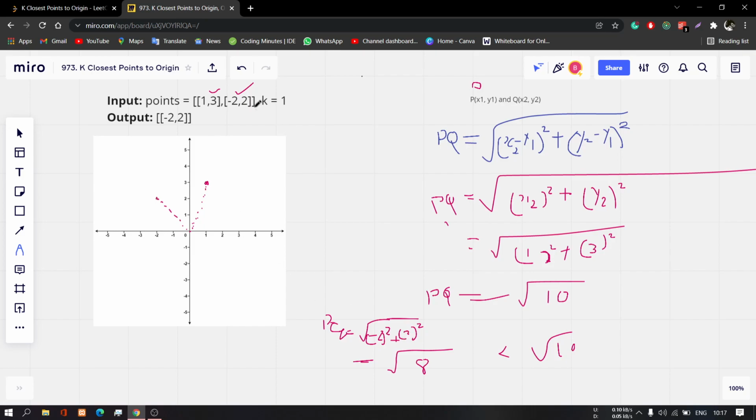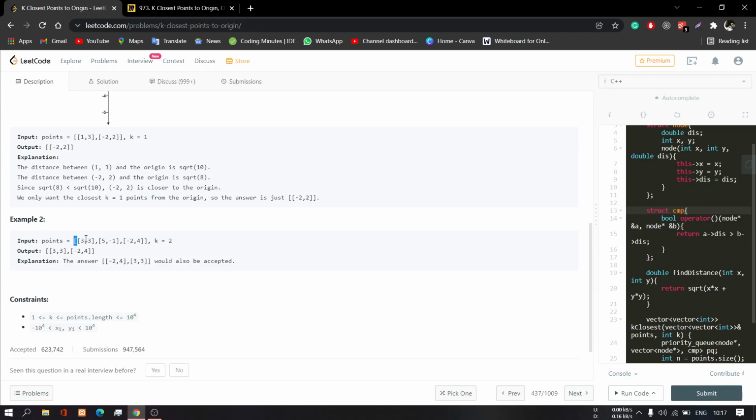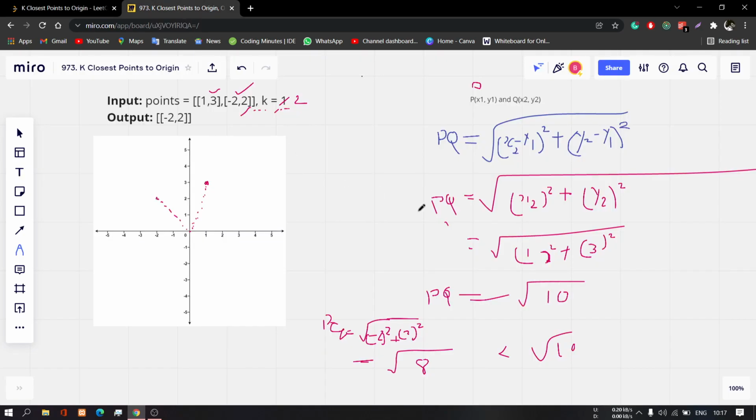Now if there are multiple points, like 2 or 3 points, then they may ask you for k not equal to 1, say k equals 2. For example, there are 3 points and they ask you to solve for k equals 2. You just need to calculate the distance and store it in a priority queue, where the top element will give you the smallest pq value, meaning the smallest distance value.